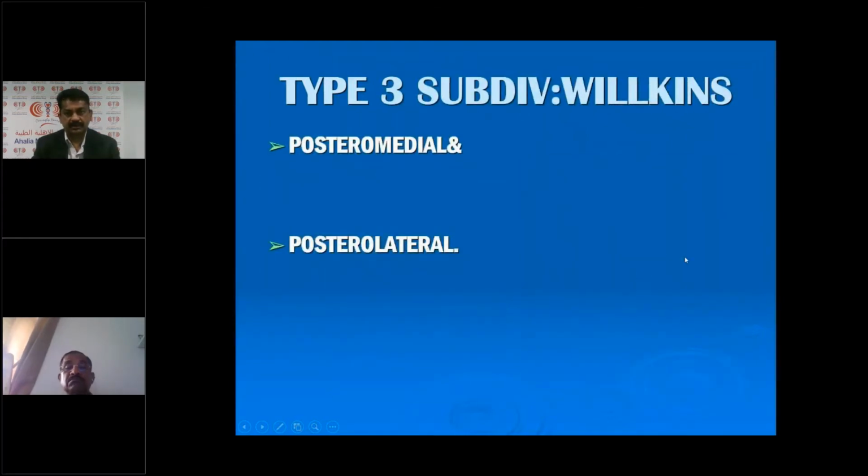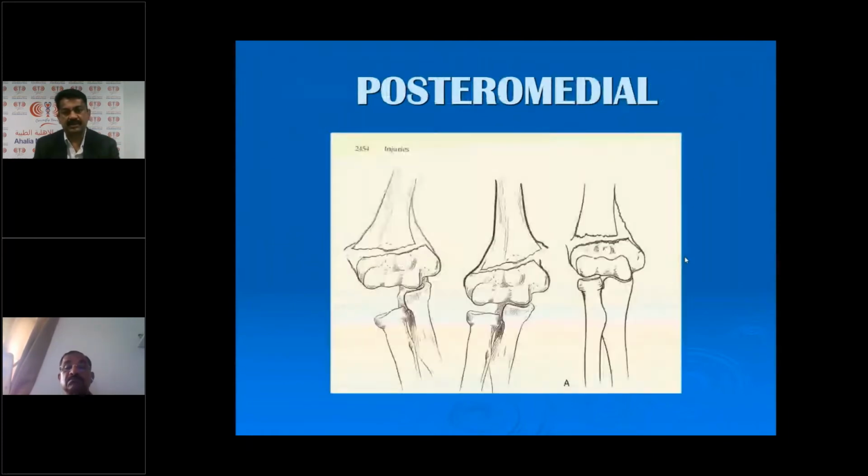Now, type 3 is also subdivided by Wilkins into posteromedial and posterolateral based on the displacement of the distal fragment. Posteromedial displacement, as you can see here of the distal fragment, is this one, but usually the importance of this is the periosteal sleeve. In the posteromedial one, the medial periosteal sleeve is intact and the lateral is broken; in the posterolateral, the lateral periosteal sleeve is intact and the medial periosteal is broken. So it has some bearing in the reduction of the supracondylar fractures, especially if it is treated by closed reduction.